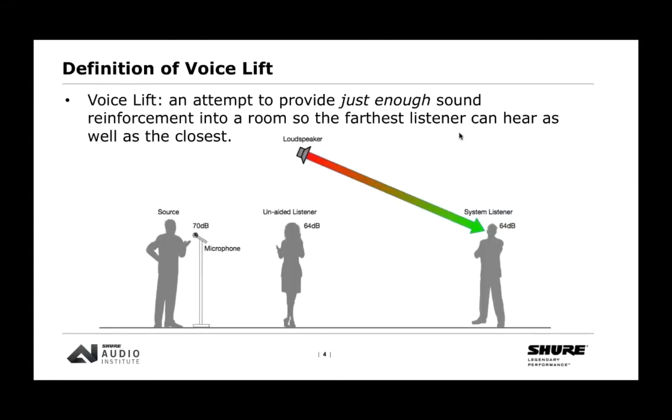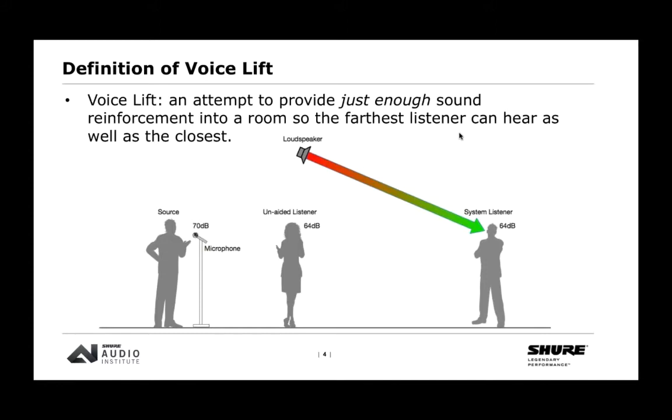What do we mean by that? In the simplest way we could possibly put it, voice lift is an attempt to provide just enough sound reinforcement into the room so that the farthest listener from the sound source can hear just as well as the closest listener. This is worth pointing out because it's different than traditional sound reinforcement, or what people sometimes call a PA system, where often you're trying to amplify a voice to make it louder to a point where it's unnatural. It's louder than you would expect at normal conversation level speech. You're actually, by reinforcing, exceeding the natural level.